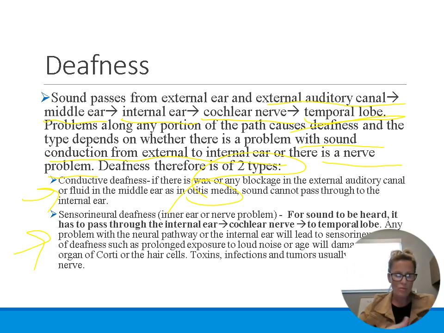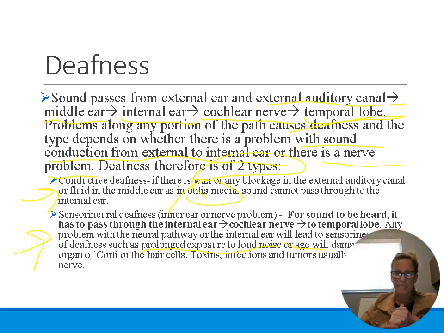So any problem with the neural pathway or the internal ear will lead to sensory neural deafness. So things that can cause sensory neural deafness, for example, prolonged exposure to loud noises. Prolonged exposure to loud noises can damage the hair cells where we sense hearing. Or age, right? Age itself can cause sensory neural deafness.